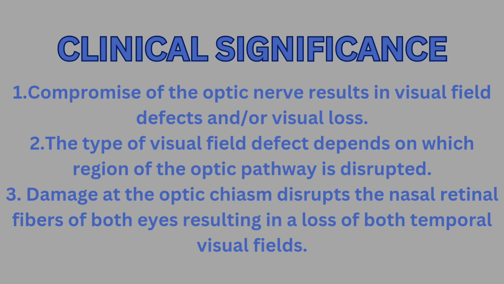Compromise of the optic nerve results in visual field defects and/or visual loss. The type of visual field defect depends on which region of the optic pathway is disrupted. Damage at the optic chiasm disrupts the nasal retinal fibers of both eyes, resulting in a loss of both temporal visual fields.